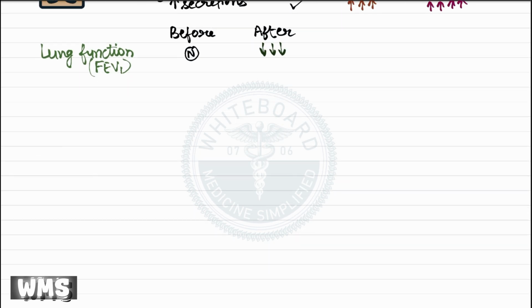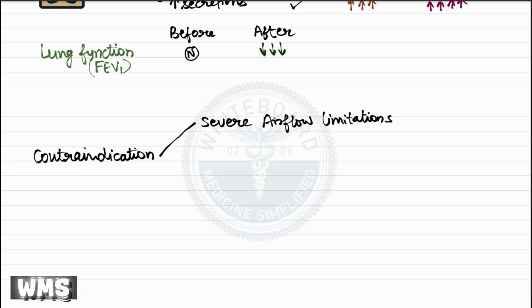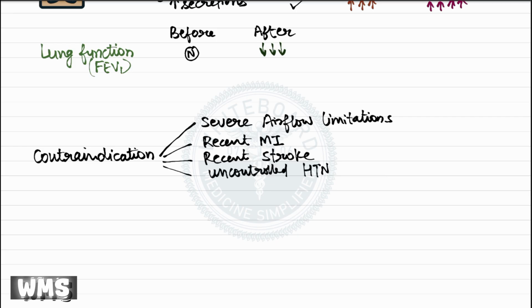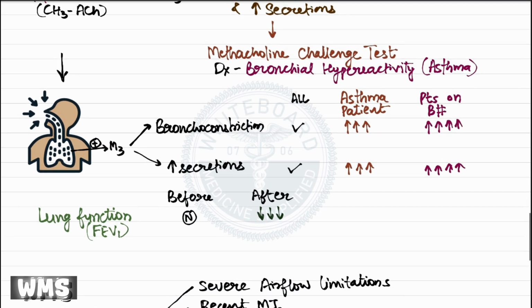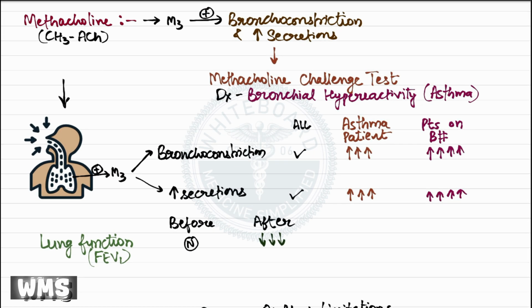There are also some important contraindications for performing this test. It should not be performed in patients with severe airflow limitation, recent myocardial infarction, recent stroke, uncontrolled hypertension, or during pregnancy. In addition, because severe bronchospasm can occasionally occur during the test, it is essential that emergency resuscitation equipment, oxygen, and bronchodilator medications such as inhaled beta-2 adrenergic agonists are readily available while performing the test.